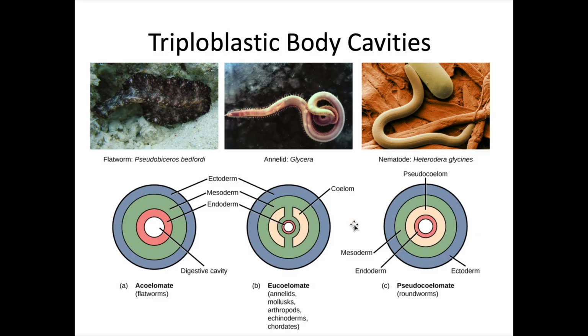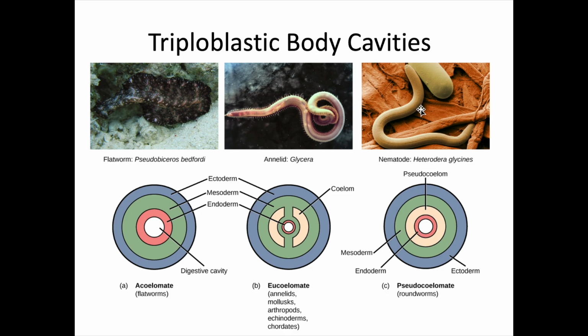And finally, pseudocoelomates still have those three cell layers. They have an extra cavity called a pseudocoelom. It is not within the mesoderm. Notice how this pseudocoelom is located in between the mesoderm and the endoderm. Again, the cavity is used for lots of different things.